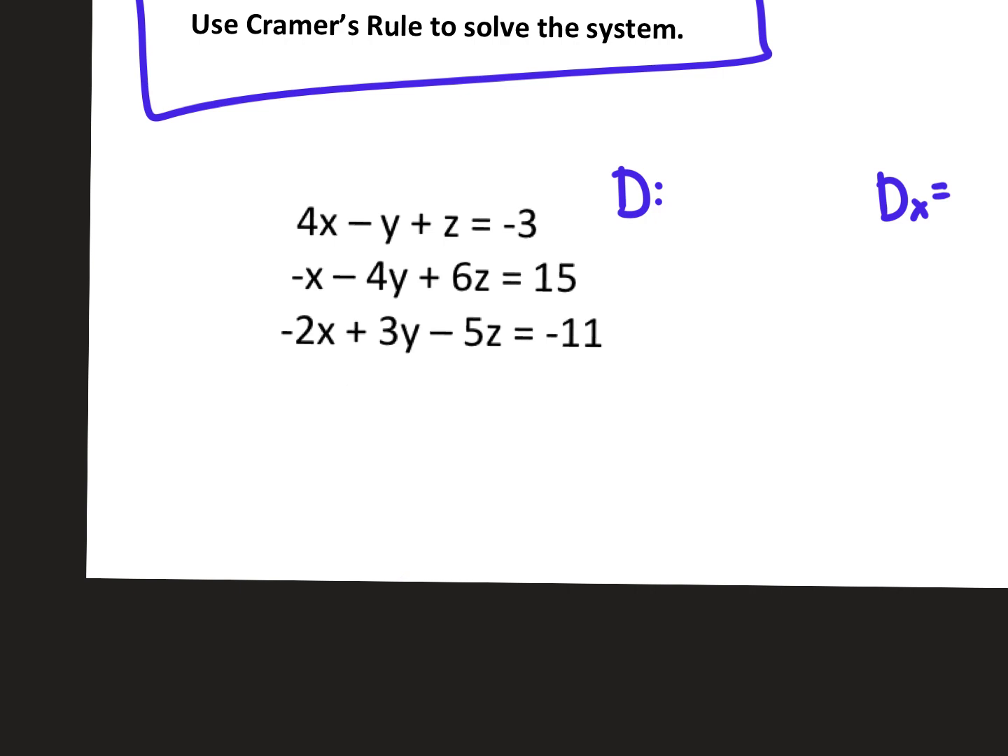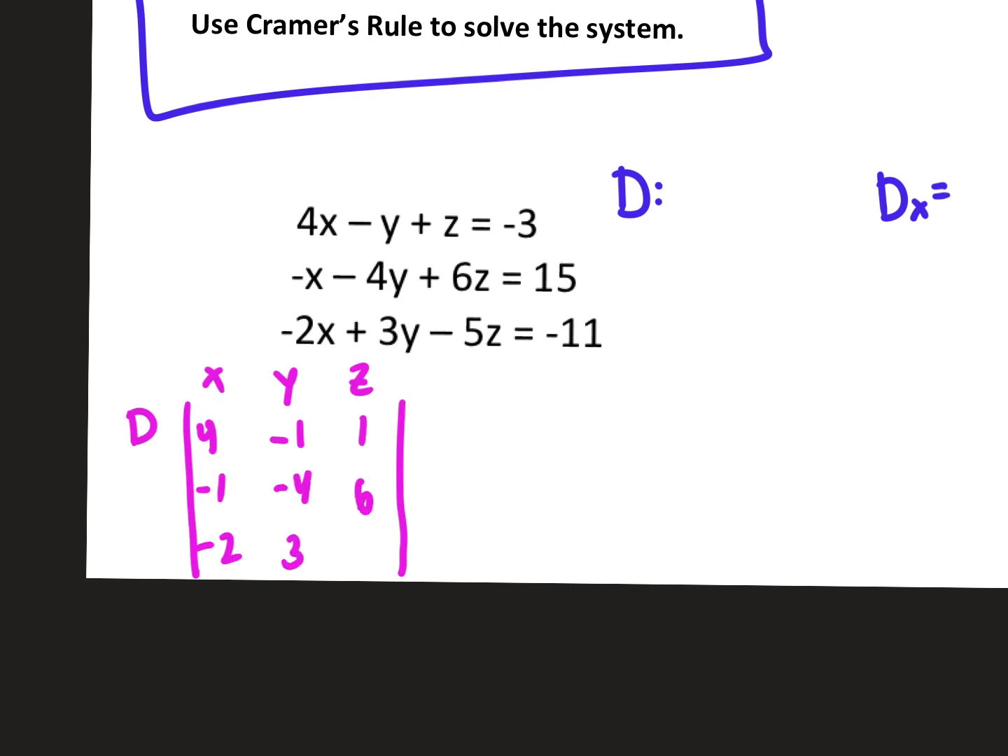You guys do not get extra points for saving paper or for being the first one done. So take your time. My coefficients for x are 4, -1, -2. My coefficients for y are -1, -4, and 3, and then 1, 6, -5. Take a second to make sure all your signs are right. You recopy something wrong, and then everything is wrong.